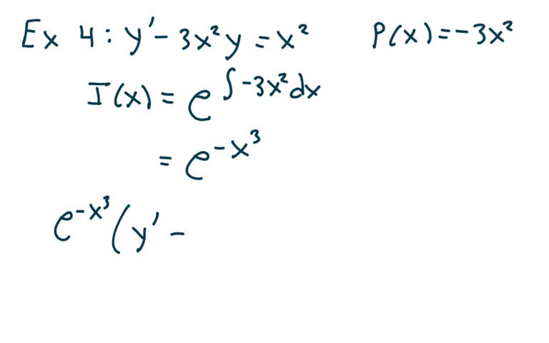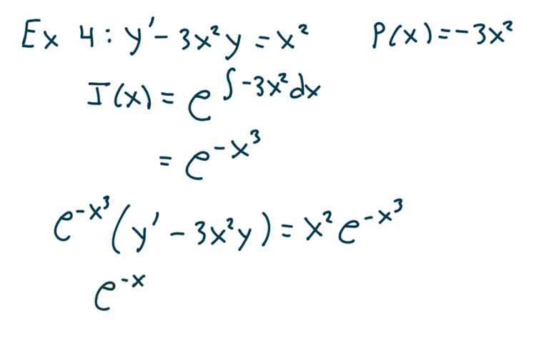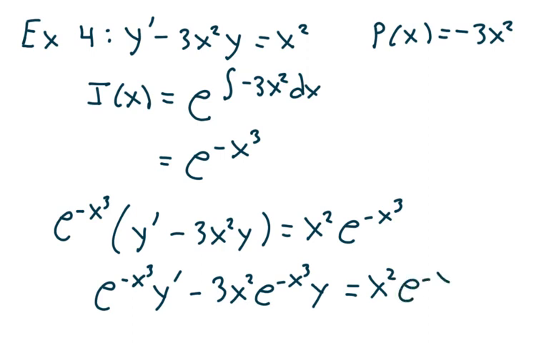That's my integrating factor. And notice I'm doing that every single time. So I multiply the left side by e to the negative x cubed. I'm going to multiply the right side by e to the negative x cubed. And so e to the negative x cubed y prime minus 3x squared e to the negative x cubed y is equal to x squared e to the negative x cubed.